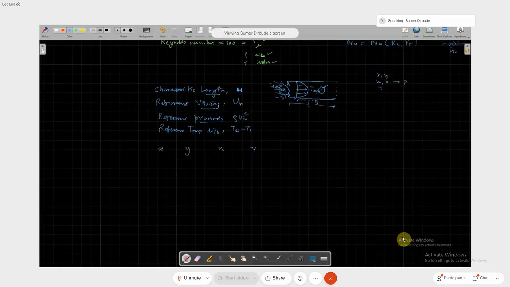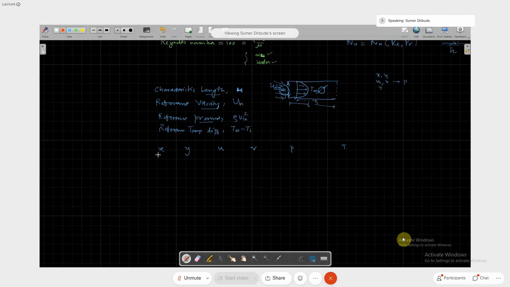U, V, pressure, and we had this variable T. Now, what is my objective? This is in certain unit. This is in certain unit. This is meter per second, and likewise, they are all in units. Okay. Now, I want to convert them into some unitless quantity.